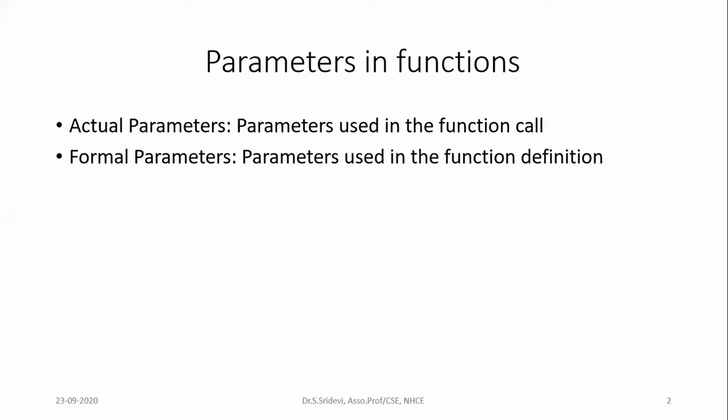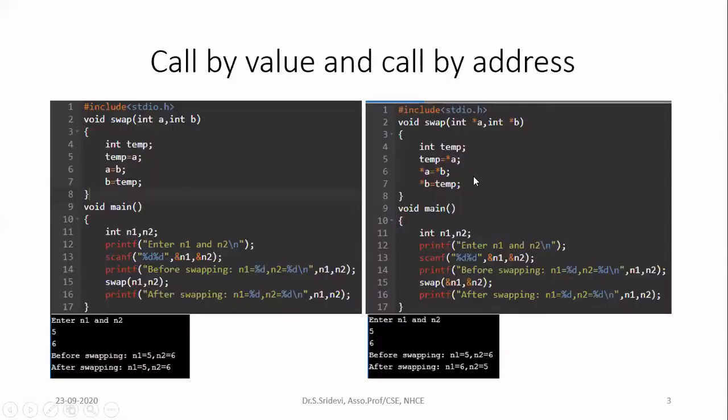Before that, let us see what parameters we have when we write programs with functions. We have two types of parameters. One is known as actual parameters, which are the parameters used in the function call, and the other is known as formal parameters, which are the parameters used in the function definition. Now, let us see them with the help of a program. In this program, we are going to see the difference between call by value and call by address, which you have already studied in the first year, but we will see in detail in this class.